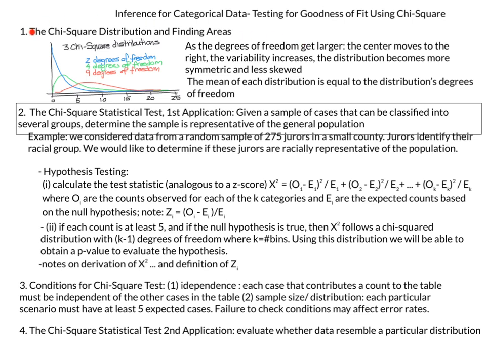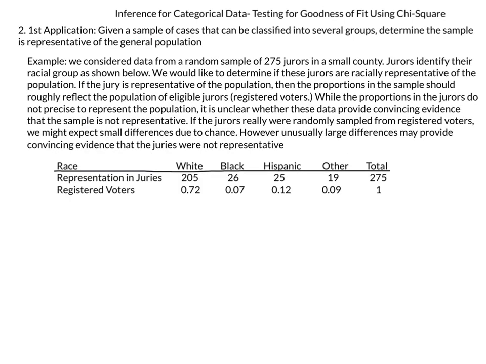Now that we've reviewed the chi-square distribution and how to use the table to find areas, we're going to look at our first application. Our first example is the one mentioned in our overview. We considered data from a random sample of 275 jurors in a small county. Jurors identify their racial group as shown below, so they can be white, black, Hispanic, or other. We would like to determine if these jurors are racially representative of the population.